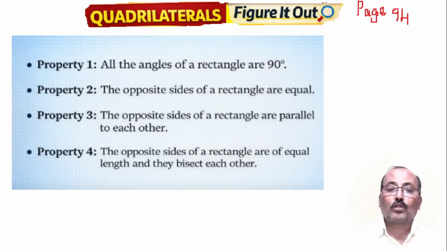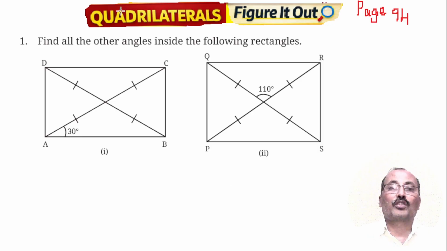Then the fourth property is the diagonals of a rectangle are of equal length and they bisect each other. Very important property. Now shall we go to the questions? With the help of these properties we are going to solve the questions. First, question number 1. In this, what is given? Only one angle is given and they are asking for all the angles inside the following rectangle.